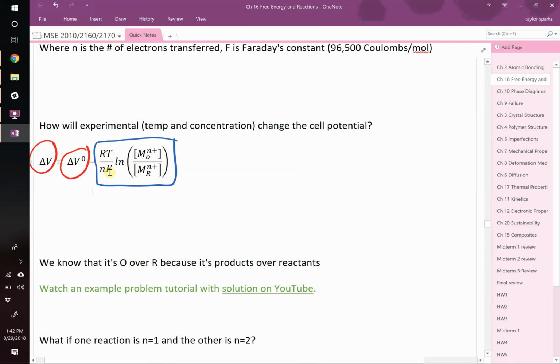We used to have units of joules per mole. Now it needs to be units of volts. So we divide by Faraday's constant, and n is the number of electrons. Right? n is our number of electrons. F is the Faraday constant. And then instead of a Q, a reaction quotient, I'm writing it as the concentration of the oxidized species divided by the concentration of the reduced species.